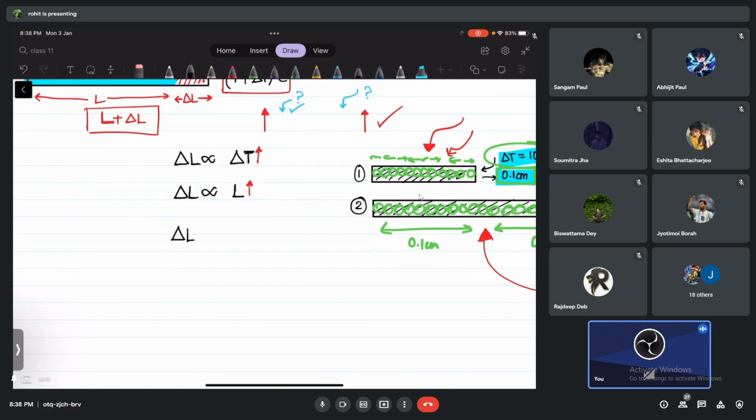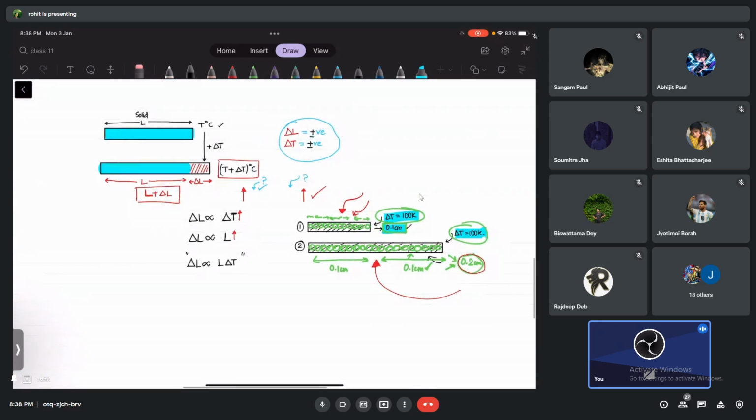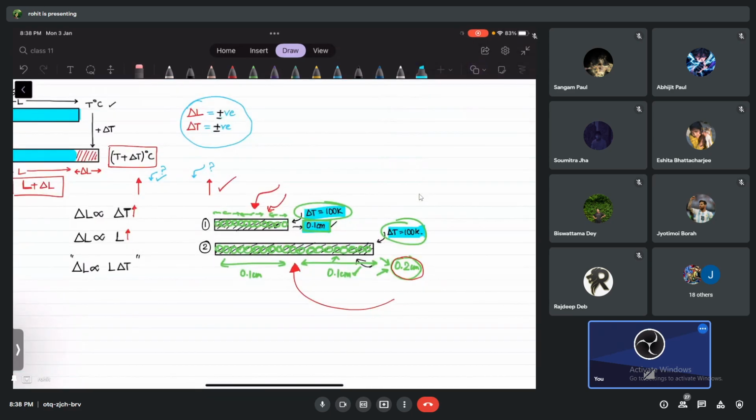I'm going to write delta L is proportional to the initial length and the change in temperature. I'm talking about expansion. One more thing which I did not tell you, but imagine I take two solids, one is this and the other one is this, which I've already done earlier actually. Same. One is made up of aluminum, you know, right? And the other one I took steel.